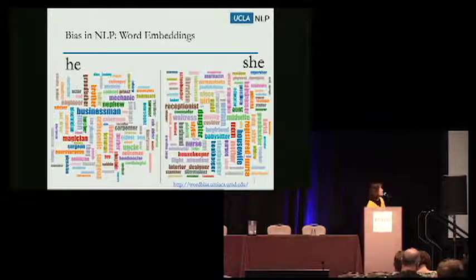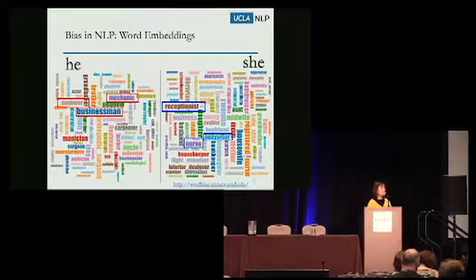We show that a larger font size here means a closer distance to the target word. We found that in the neighbors for he, we have occupations like businessman, mechanic, and engineer. But for she, we have receptionist, babysitter, and nurse. Such bias in word embedding could cause discrimination in downstream tasks, such as coreference resolution.